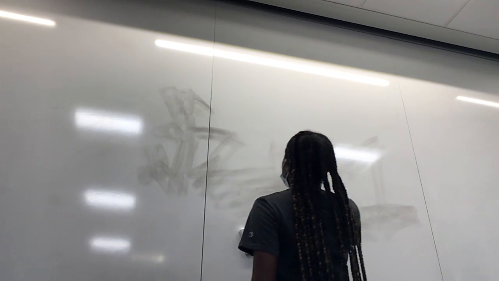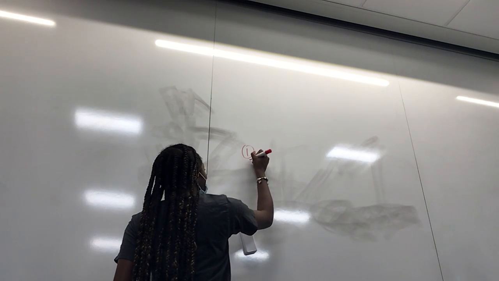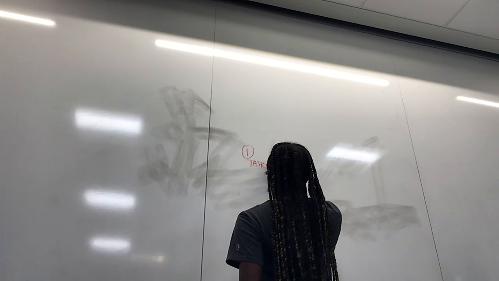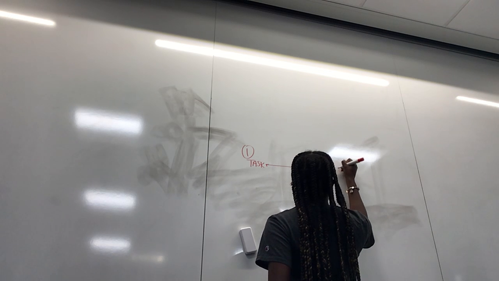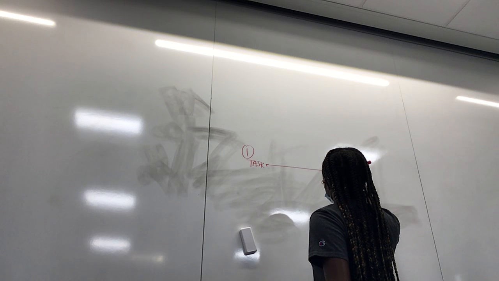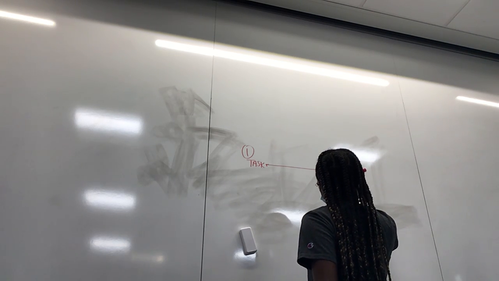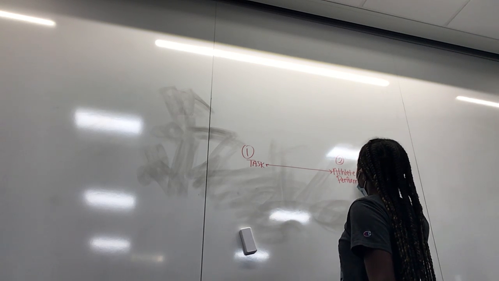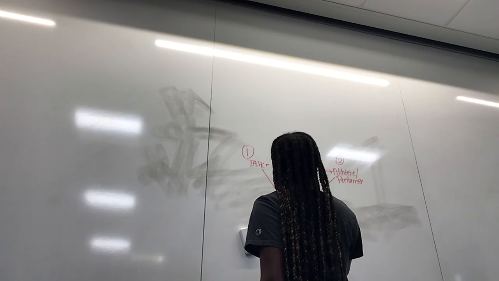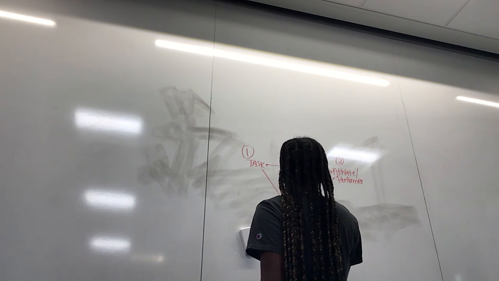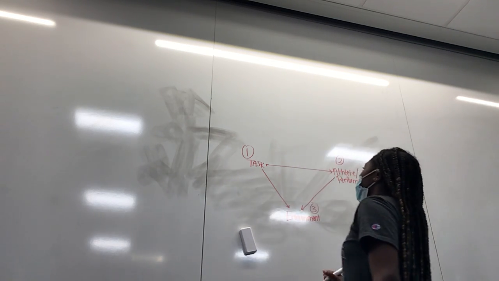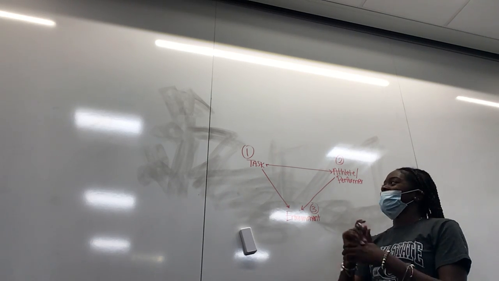So, number one, we have the task. Then, number two, we have the athlete slash performer. And then we have environment. Okay, boom.